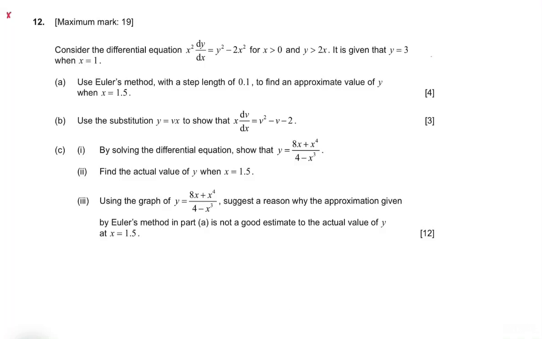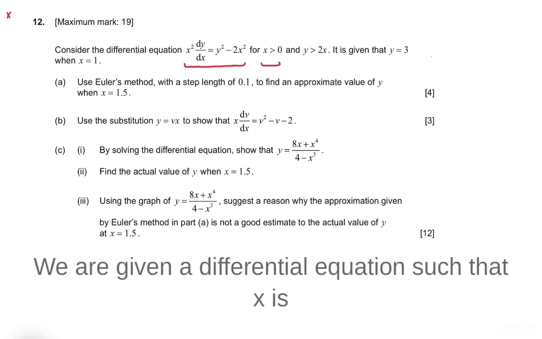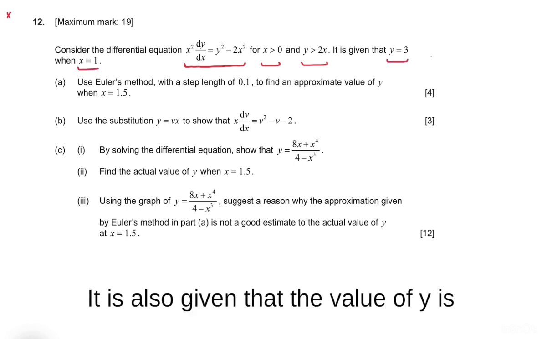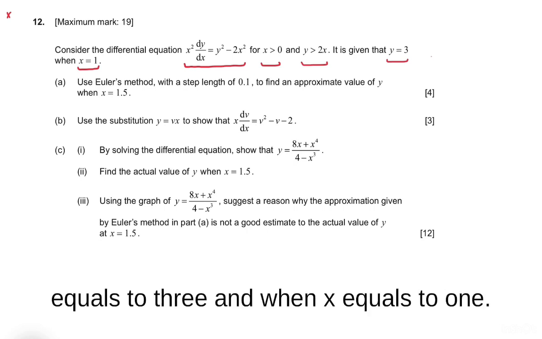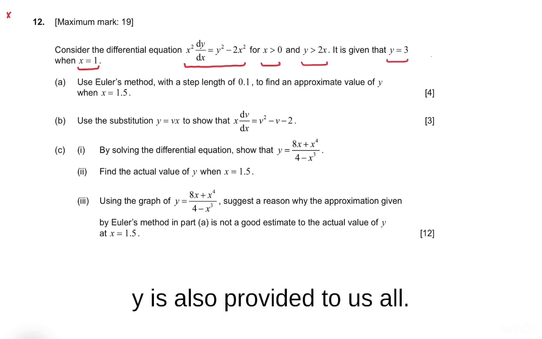Hello friends. So we have a question on differential equations. We are given a differential equation such that x is greater than 0 and y is greater than 2x. It is also given that the value of y is equal to 3 when x is equal to 1. So at a given point the value of y is also provided to us.